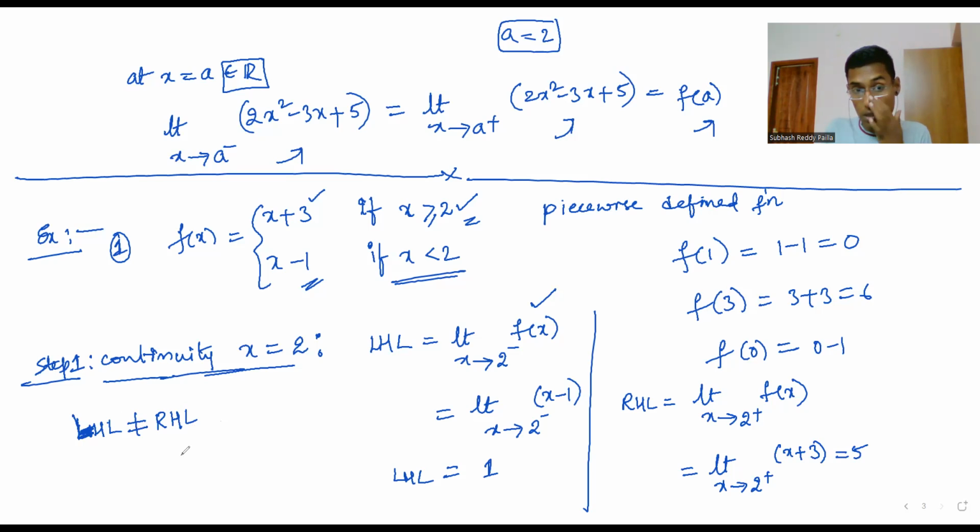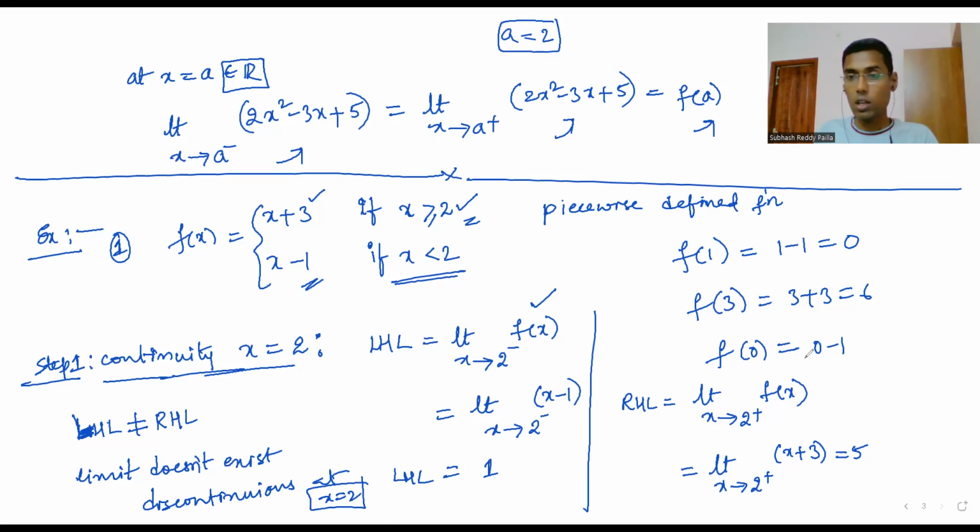First thing you should understand this. So the limit doesn't exist. So if the limit doesn't exist, it is automatically discontinuous. Discontinuous at x equal to 2. Got it or not? And I'm not checking f of 2 yet.